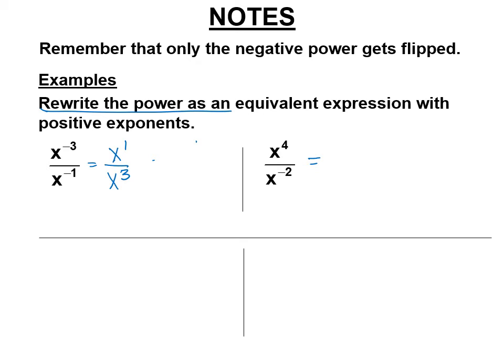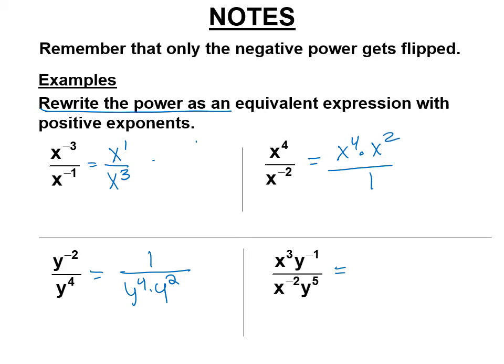Okay, so now, this one, the x to the 4th stays, the x squared goes up there, right? That's the problem you're doing. Right, same thing here. This would become y, y to the 4th stays, y squared goes down there. Same thing here. So we have x cubed stays, x to the -2nd goes up there, right? Y to the 5th stays, y to the -1st goes down here, all right?